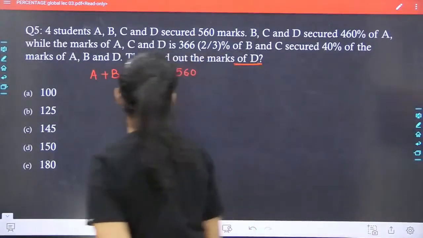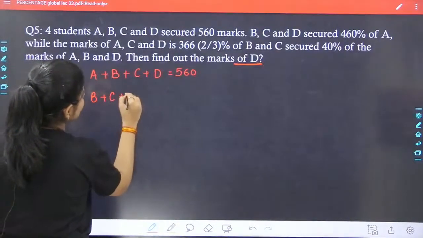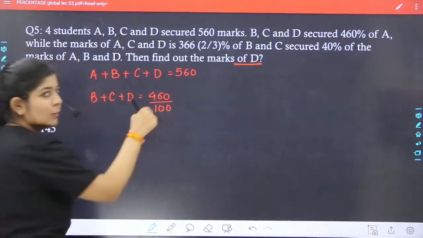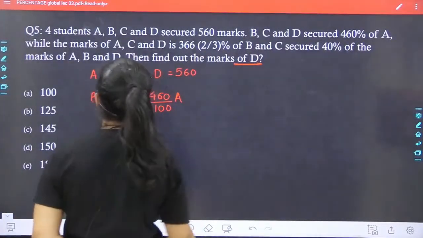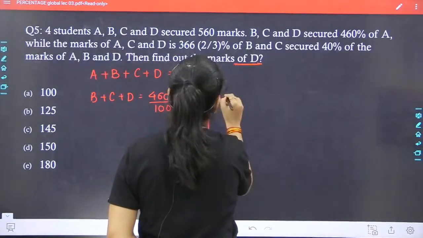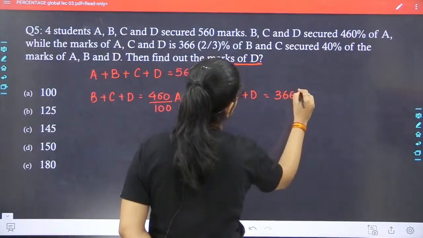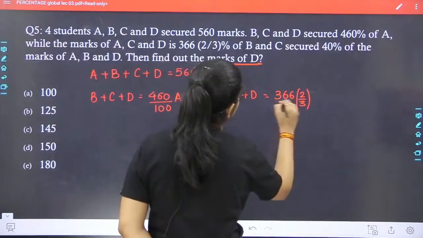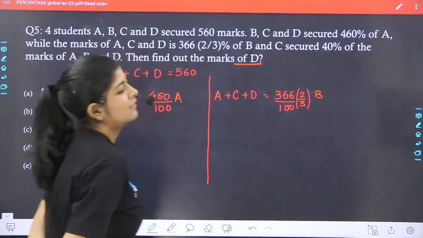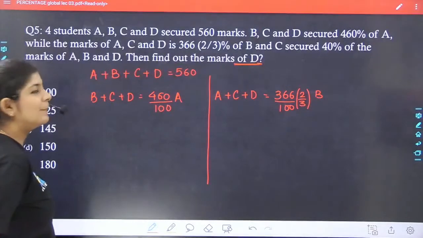Okay, according to the question, it is given that the marks scored by B plus C plus D is equal to 460% of A, and I can write percent as 1 divided by 100, of A. And it is given that the marks scored by A plus C plus D is equal to 366 2/3% of B. And C secured 40% of A, B and D.